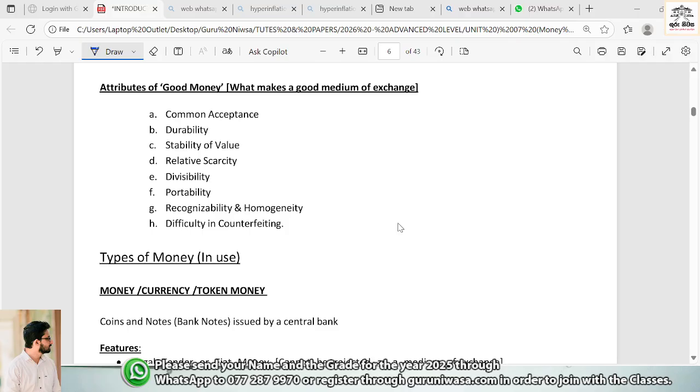Right. These are called attributes of good money. To be a good money, these characteristics or attributes are compulsory. If these attributes are not available, any currency does not become a good money.